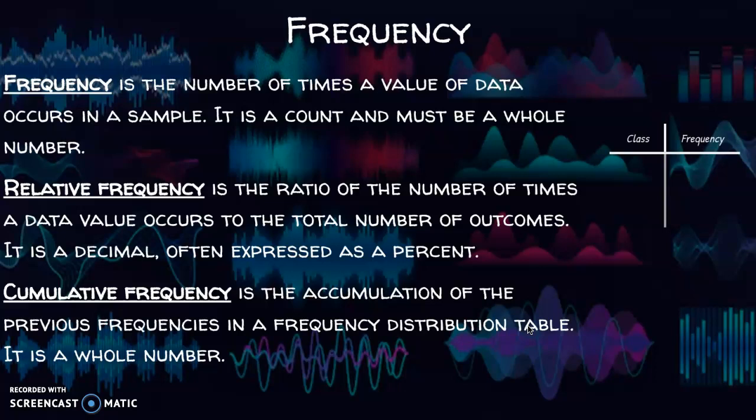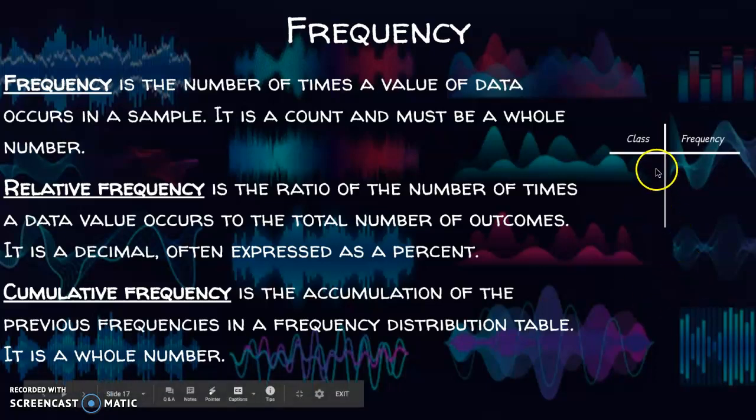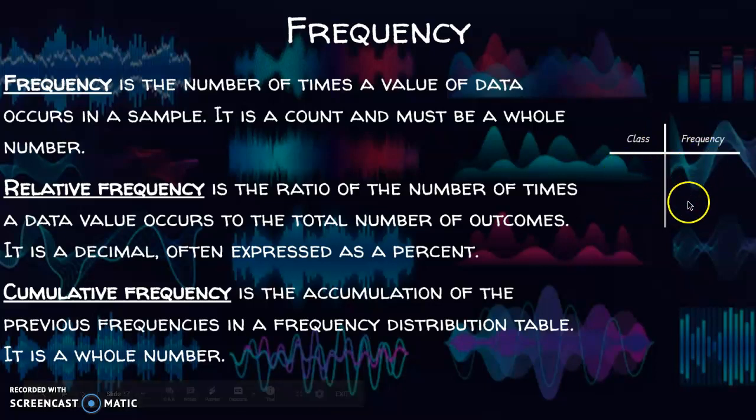Relative frequency is always expressed as either a decimal, or often it's expressed as a percent. So we have a frequency table here on our right, and in the first column, we're always going to put our category, or oftentimes this is called the class. And then in this column, we would have those counts, those frequencies here.